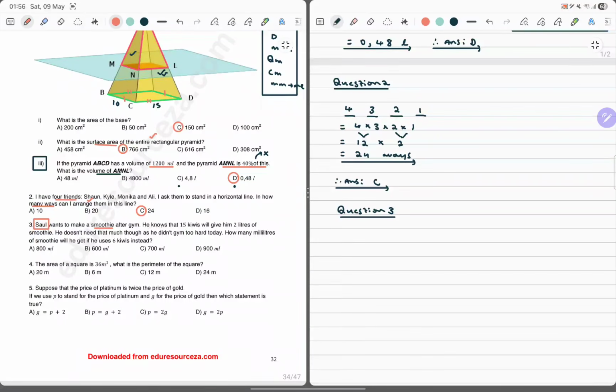He knows that 15 kiwis, I don't even know what kiwis are. Are we in Australia or something? Is it New Zealand? New Zealand. He knows that 15 kiwis will give him 2 liters.